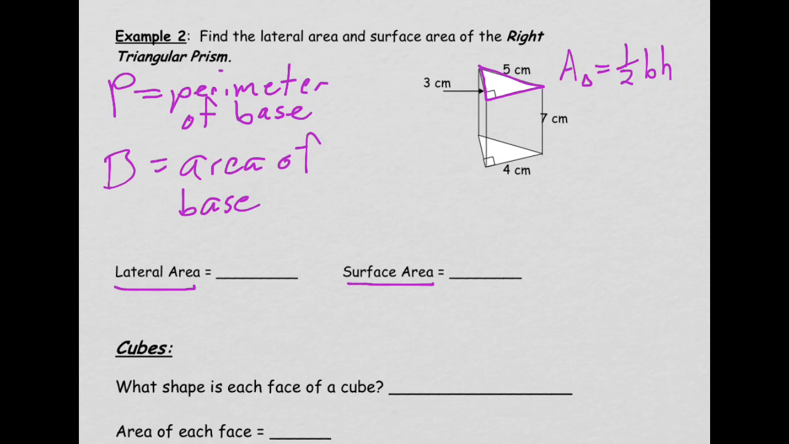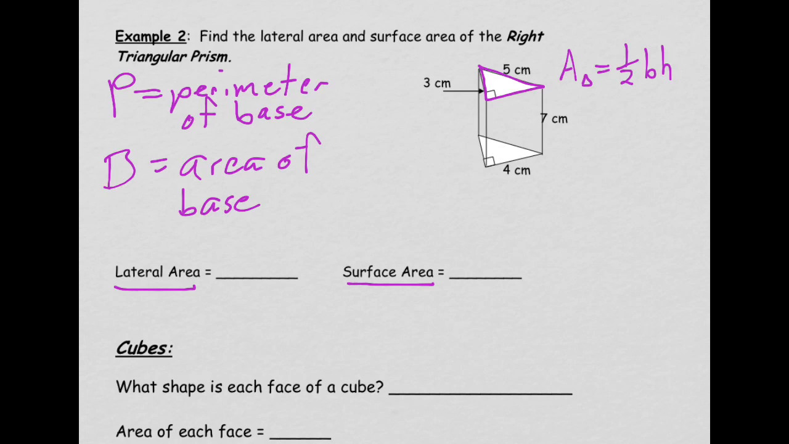Check what is the equation for the lateral area. Yeah, perimeter times height, right? Lateral area equals perimeter times height. What did we get for the perimeter of this triangle? 12. Good. Karina, what's the height of this prism? 7.